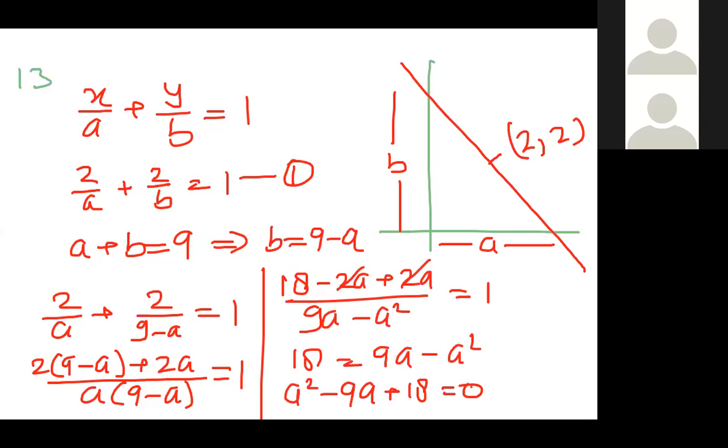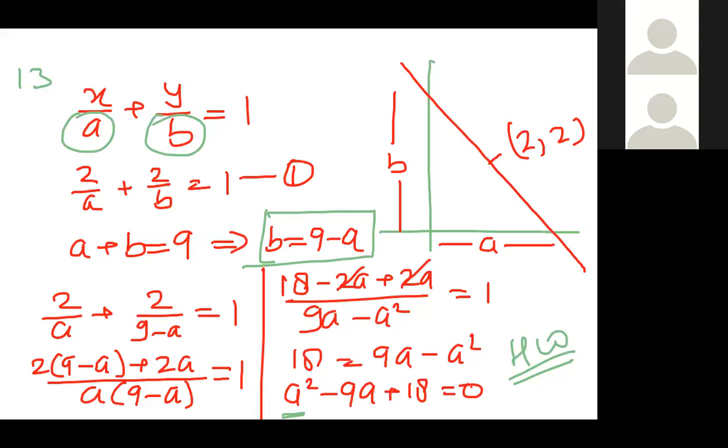Now it's your task to calculate the value of A. After calculating the value of A, you will be able to calculate the value of B. A and B we need to put into this equation. That will be the answer. We need to put the values of A and B into the equation. Then only we will be getting the final answer. So simplification work again you have to do.